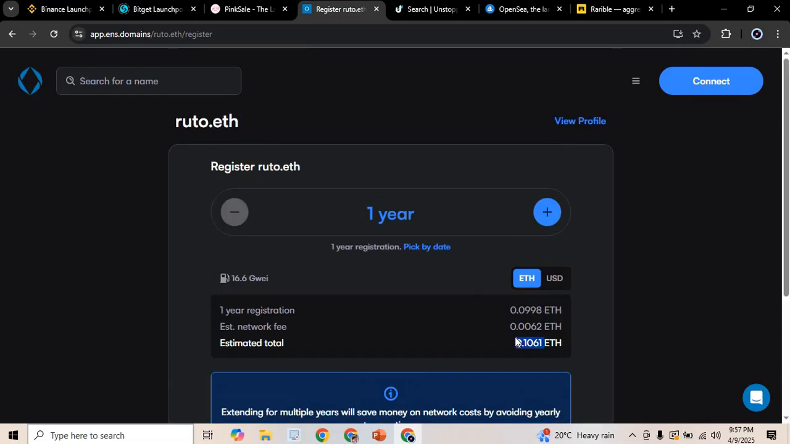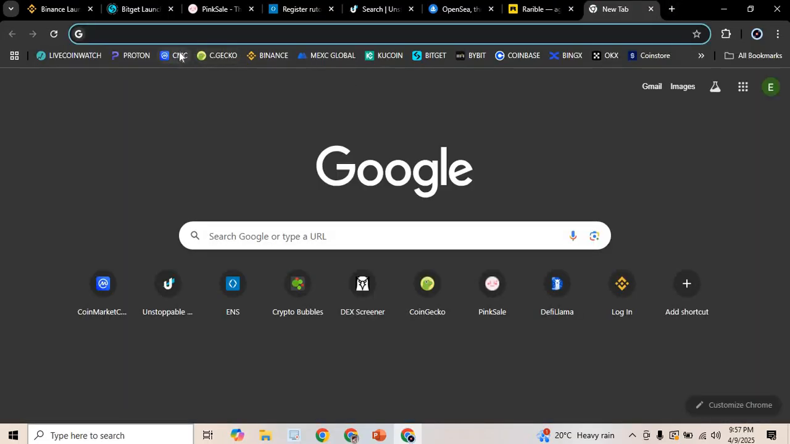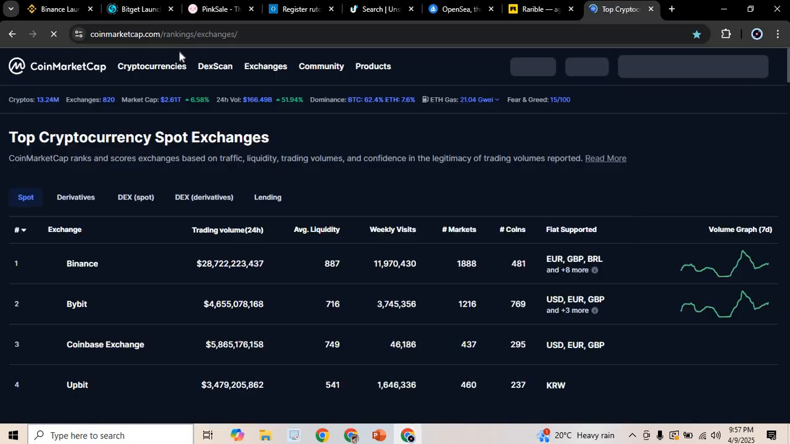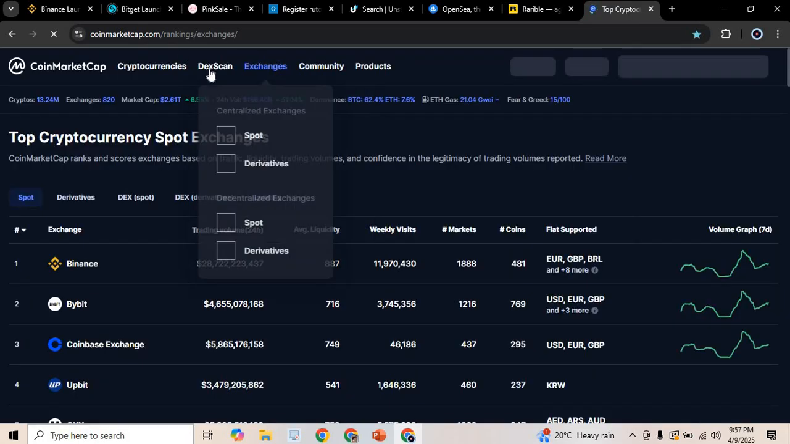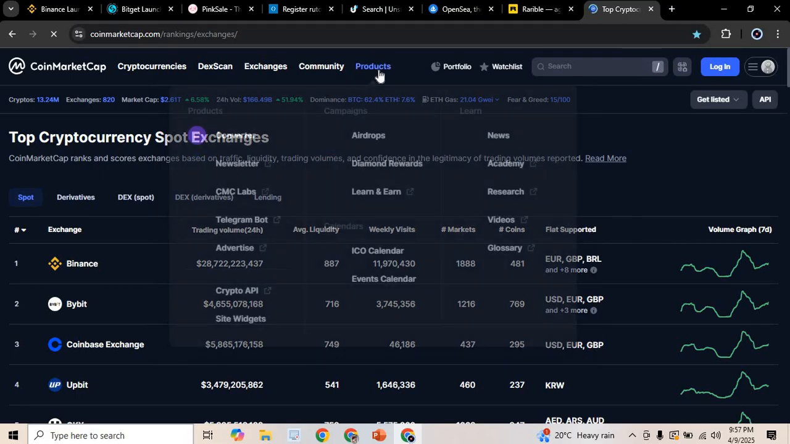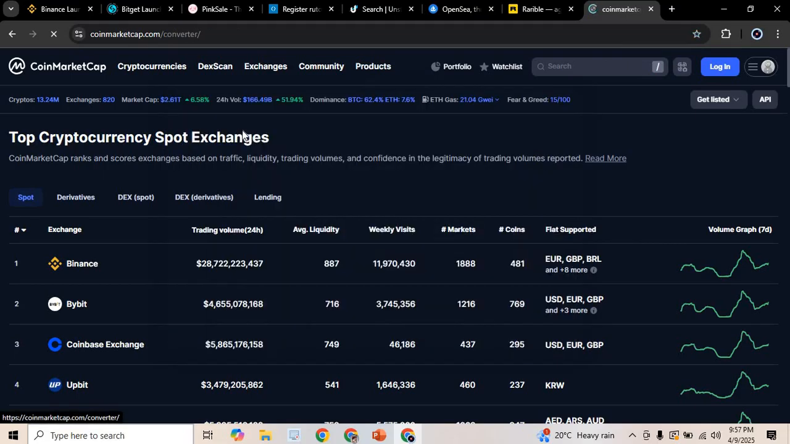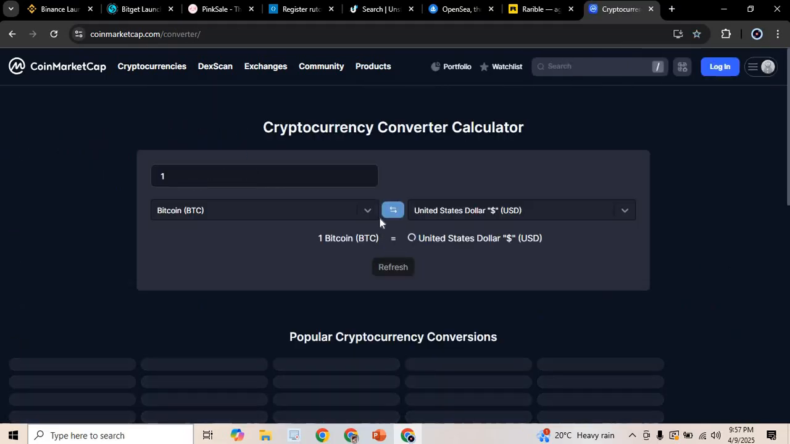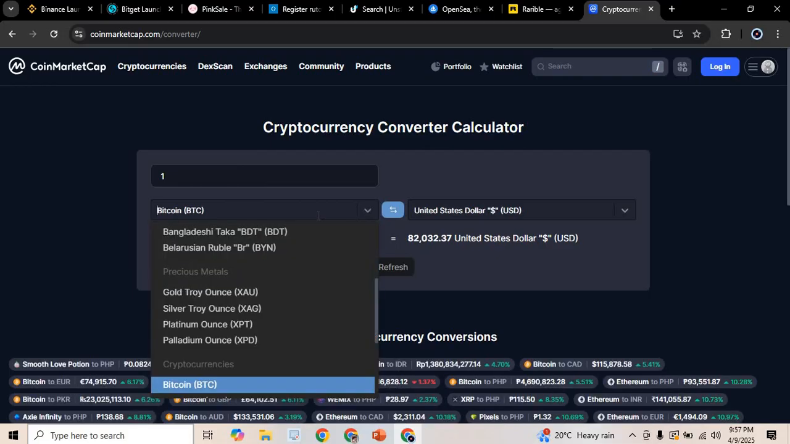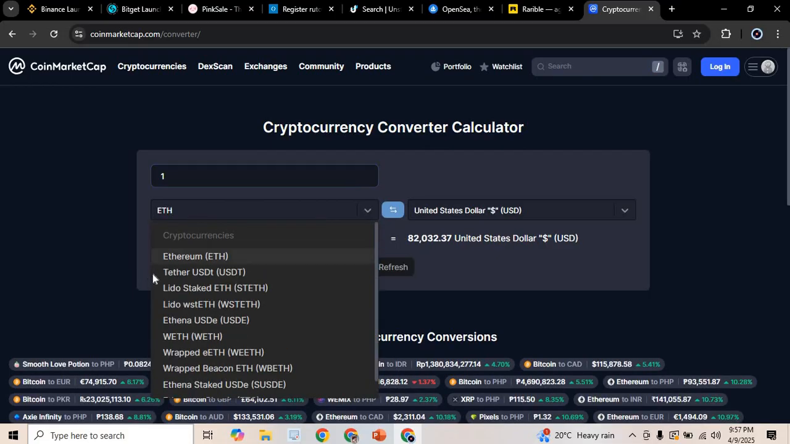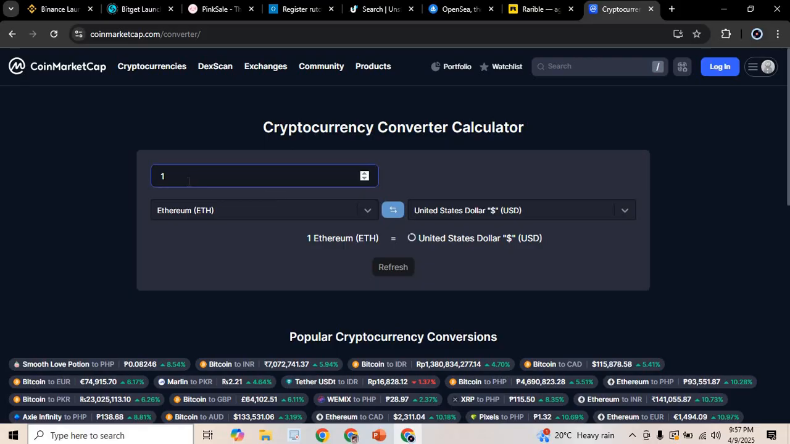Ethereum. But remember, we said instead of using your calculator, just copy that, go to your popular crypto aggregator, which is coinmarketcap.com. Under this products part, you'll see converter. Then you can decide to convert Ethereum. You want to see how much this is, Ethereum to USD.